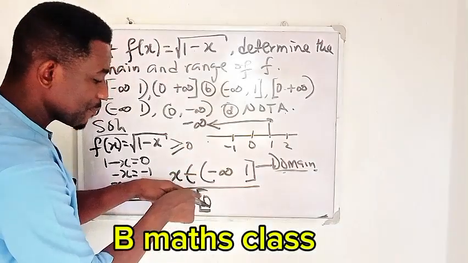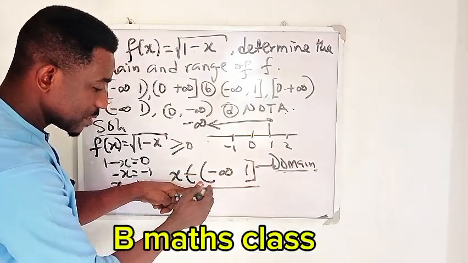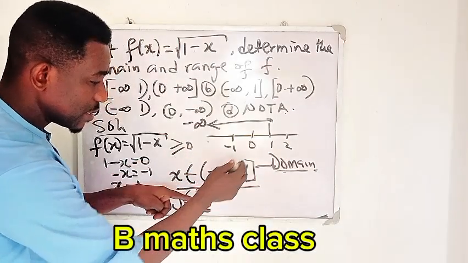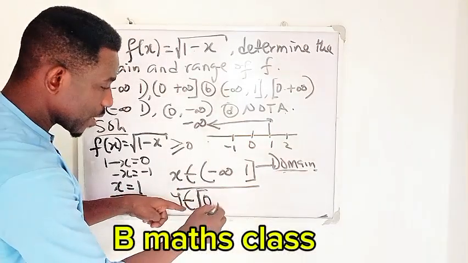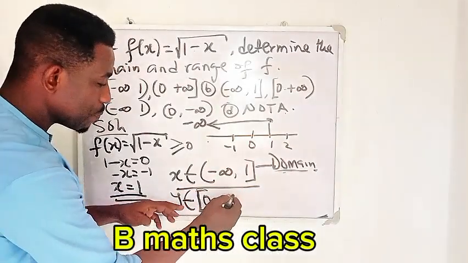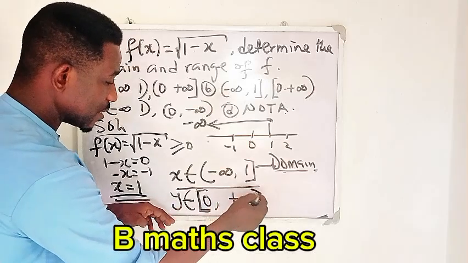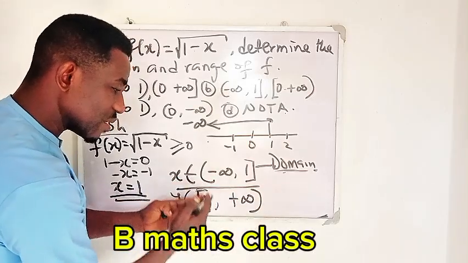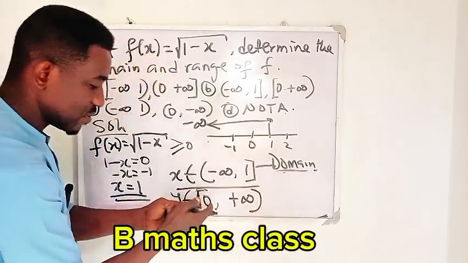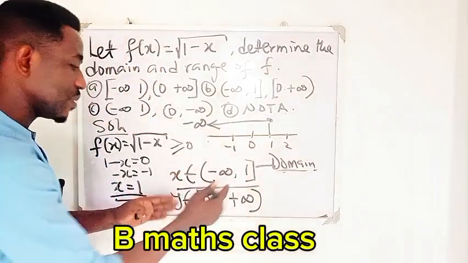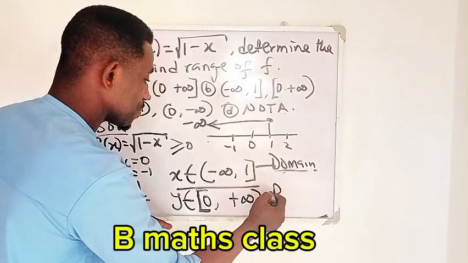So that is why I have close here. This one means close, this is open. This close means it is a member, going to positive infinity. Meaning it is equal to 0 or greater than 0. So everything here is greater than or equal to 0. So this is the range.